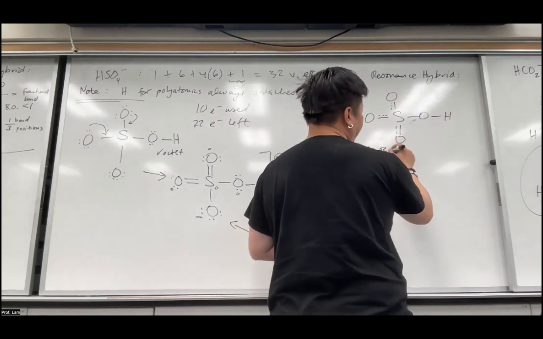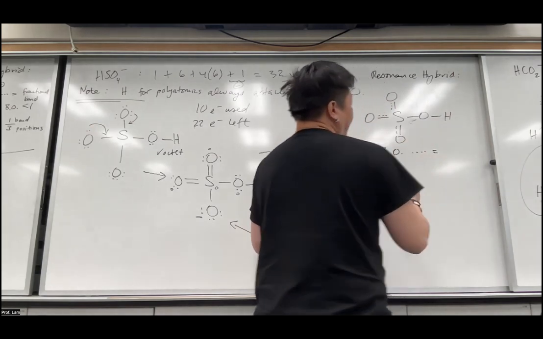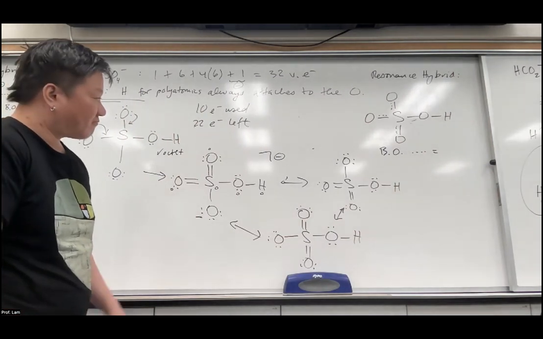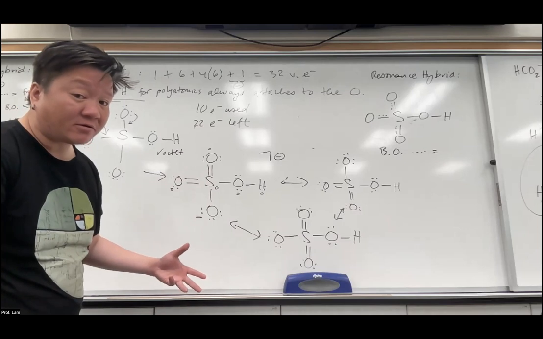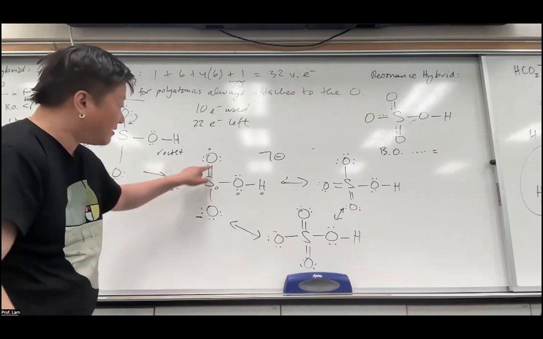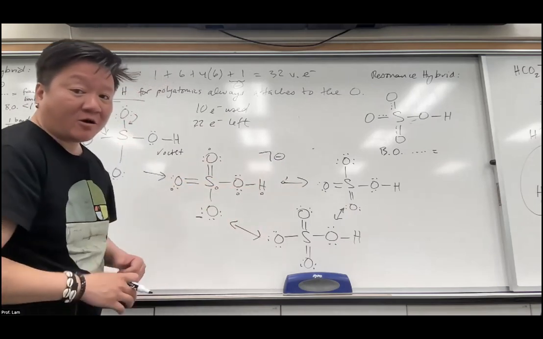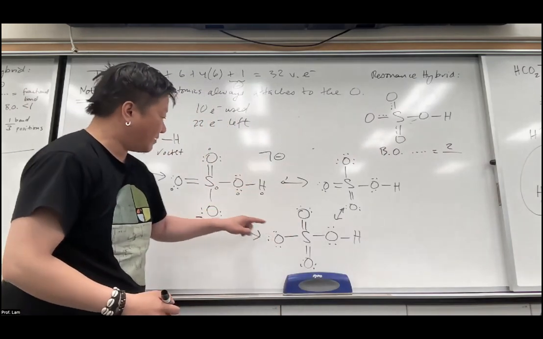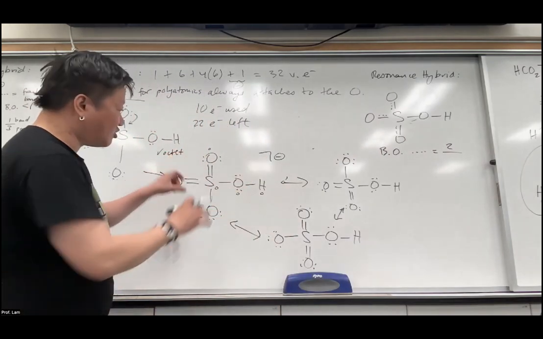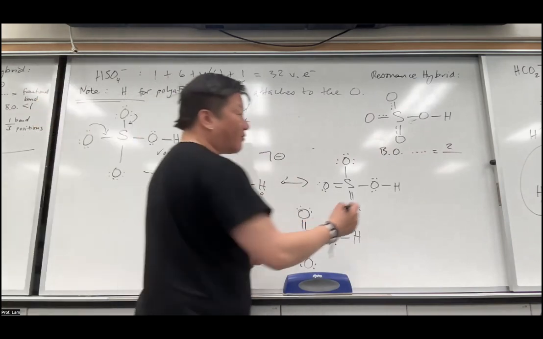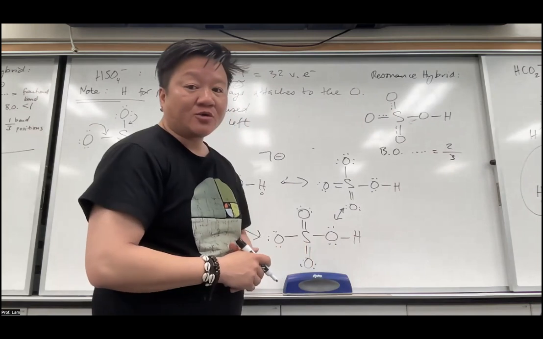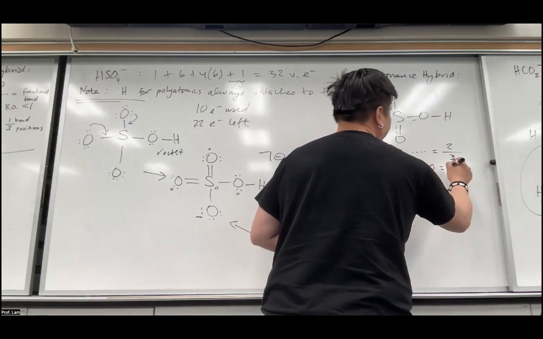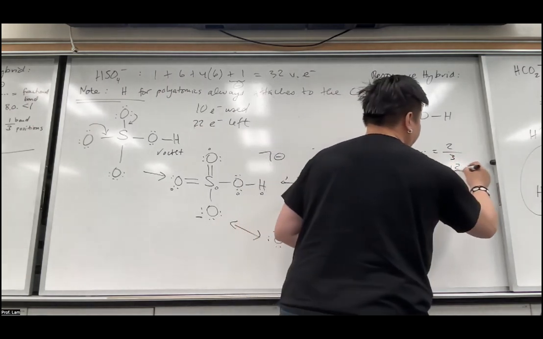To figure out the bond order for the dotted line, let's see. How many bonds are we playing with? Like how many bonds are being moved around? 2, right? These 2 bonds are just scrambling around over how many places? 3. 1, 2, 3, right? You're just taking 2 bonds and making all the combinations over 3. So the dotted line is now actually 2/3 of a bond. So the bond order for the SO bond is 1 plus 2/3, so 1 and 2/3, right?